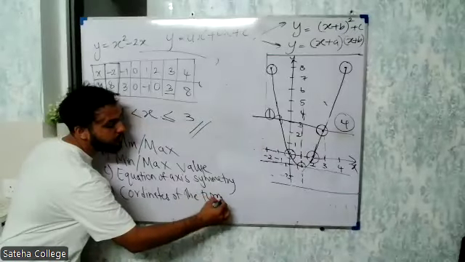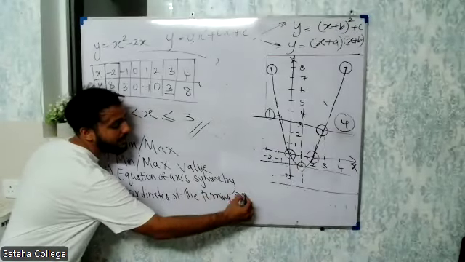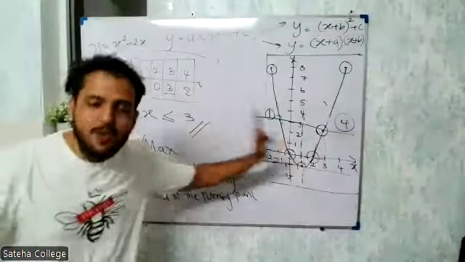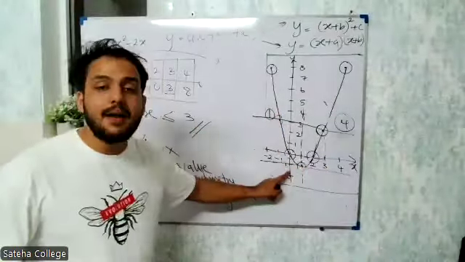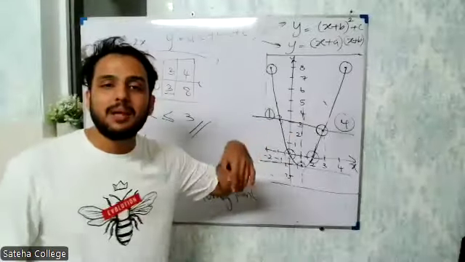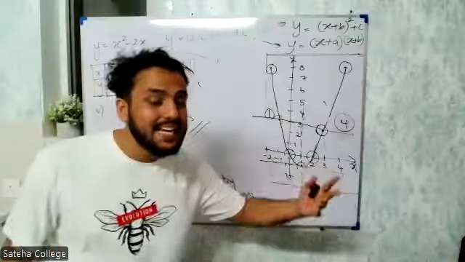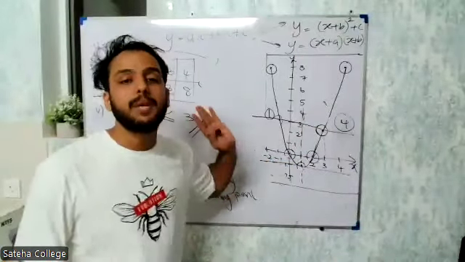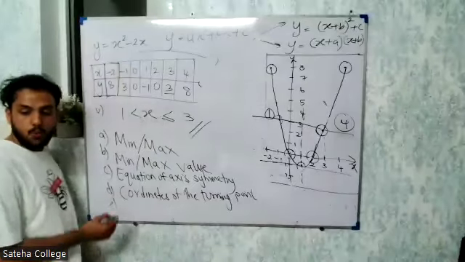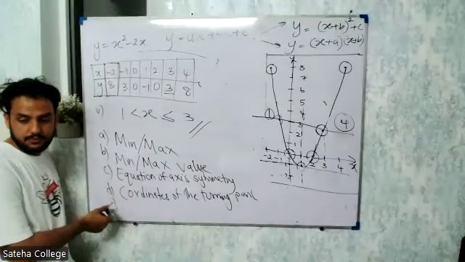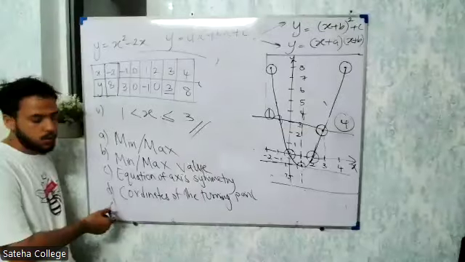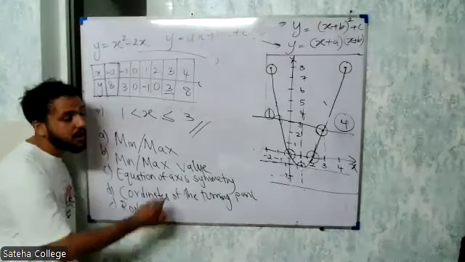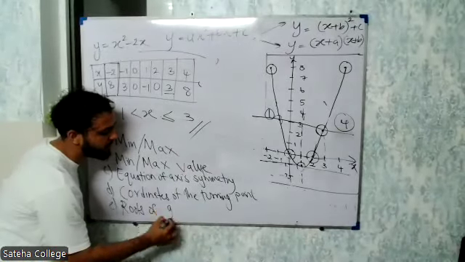Now, if you look carefully, your turning point, what is the x value? That is the equation of axis of symmetry. What is your y value? Your y is the minimum value. That means the coordinates of the turning point contain the x, which is the equation of axis of symmetry, and the y, which is the minimum value. Finally, what do you describe? Lastly, very good, roots of the graph: the points where the graph cuts the x-axis.